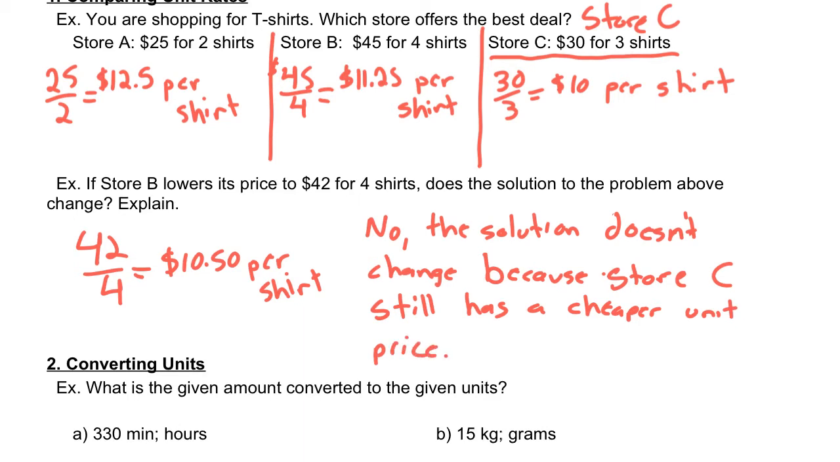Store C is still cheaper per shirt by 50 cents a shirt. So store C is still cheaper. It doesn't change. It does make their shirts a little bit more affordable, a little bit better deal, but not as good of a deal as store C still.